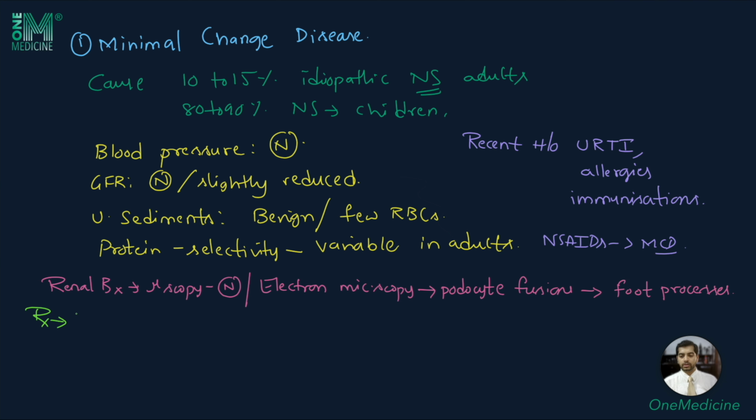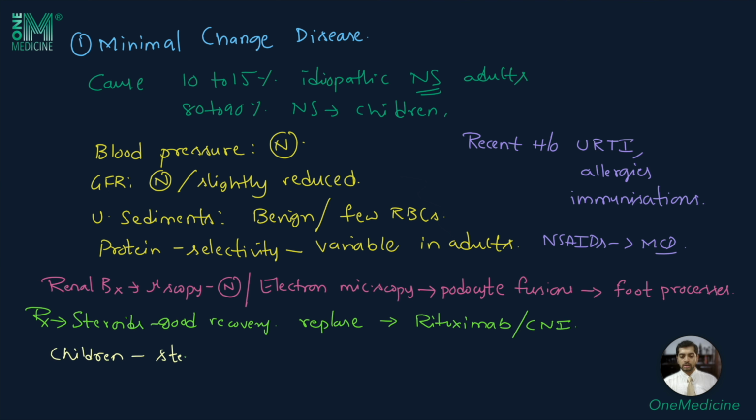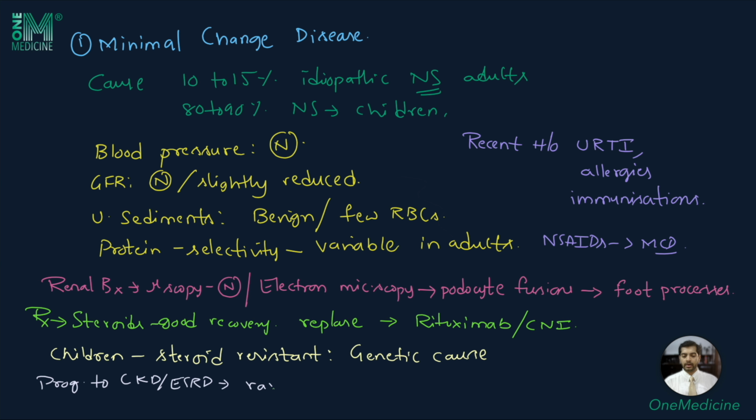Patients are usually treated with steroids and have a good recovery rate. In certain patients who have relapse, they can be treated with either rituximab or calcineurin inhibitors. In children who are steroid resistant, there may be an underlying genetic cause. Progression to CKD or end stage renal disease is quite rare in this condition.